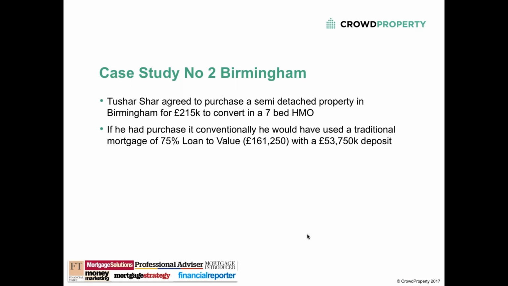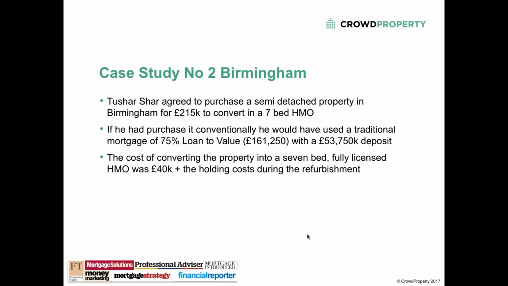Now, if he had purchased it in a conventional way, he would have had to use a traditional mortgage of 75% loan to value, so $161,250, and he would have put a deposit of £53,750 into the property. The cost of converting the property into a 7-bed HMO would have been £40,000 plus the holding costs of the mortgage while he was doing all of the work.